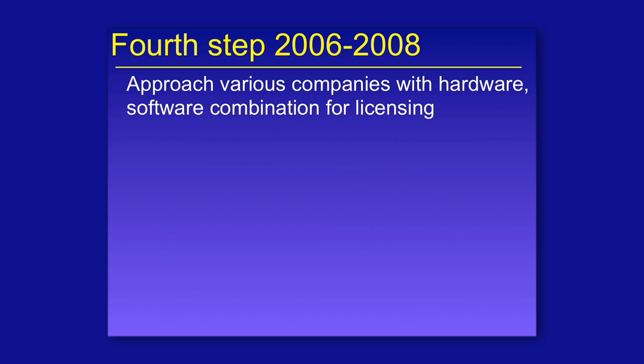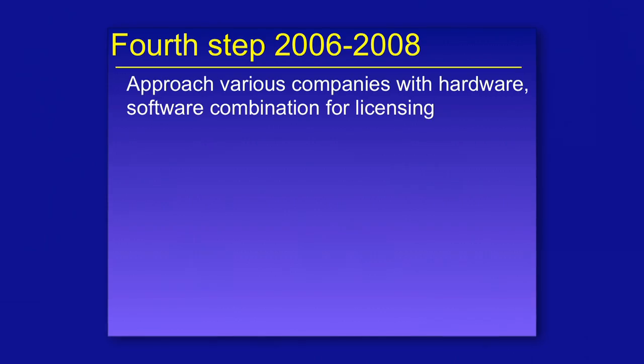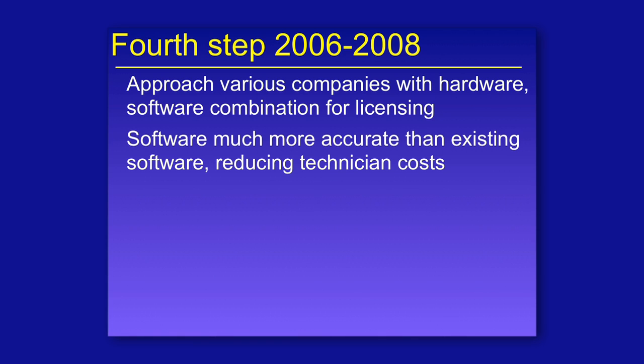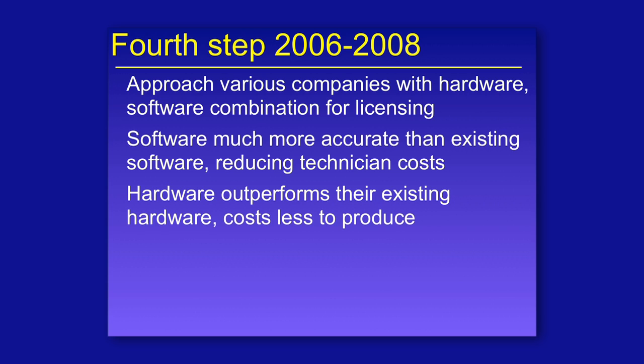So the next step, 2006 to 2008, I approached various companies with the hardware and software combination for licensing. So, you know, this is a better mousetrap. It's superior to existing hardware, it weighs less, it's smaller, it has a longer recording capacity, it costs less to produce. What's not to like about it? The software is much more accurate than existing software, reducing technician costs. The hardware outperforms their existing hardware and costs less to produce.